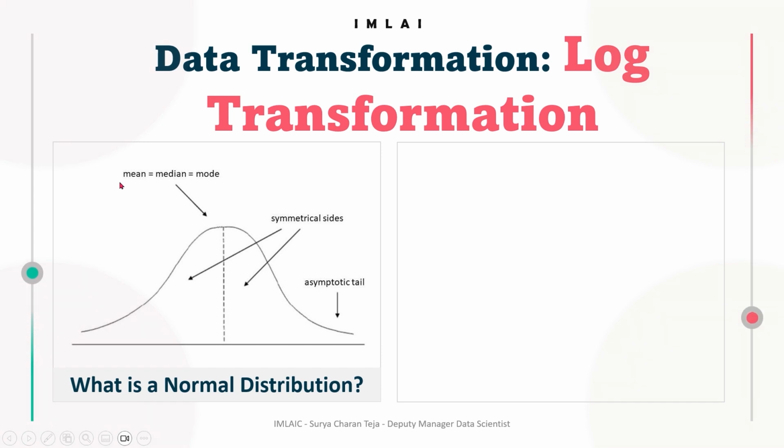And you can see on screen the mean, median, and mode, and it's symmetrical about them, and at the end you have an asymptotic tail. Unfortunately, our real life data sets do not always follow the normal distribution. They are often so skewed, making the results of our statistical analysis invalid. That's where log transformation comes in.